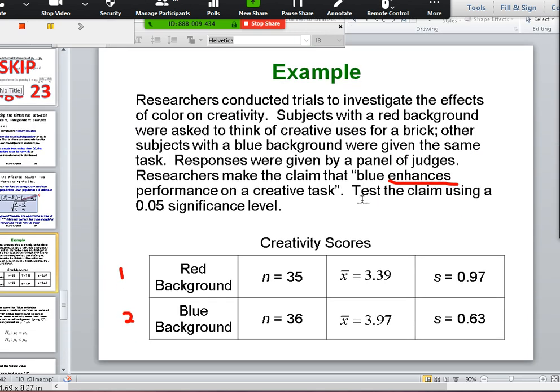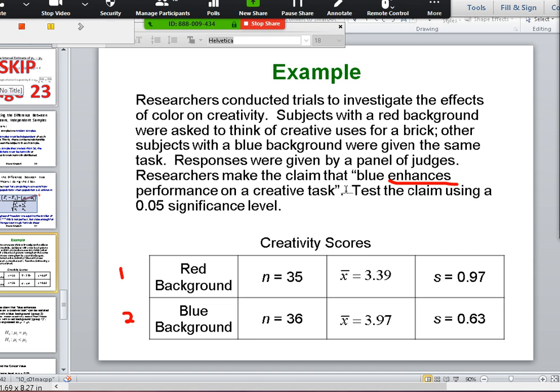So here's an example. Gina, go ahead and read for us. Researchers conducted trials to investigate the effects of color on creativity. Students with a red background were asked to think of creative uses for a brick. Other subjects with a blue background were given the same task. Responses were given by a panel of judges. Researchers make the claim that blue enhances performance on a creative task. Test the claim using a 0.05 significance level.